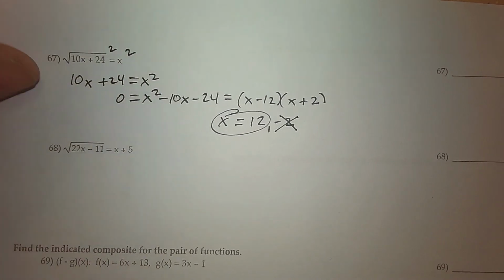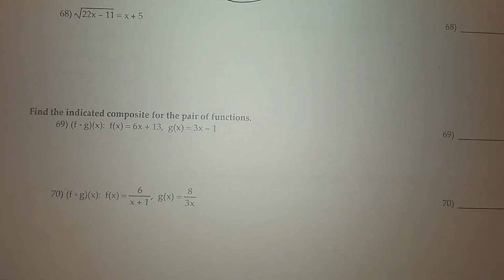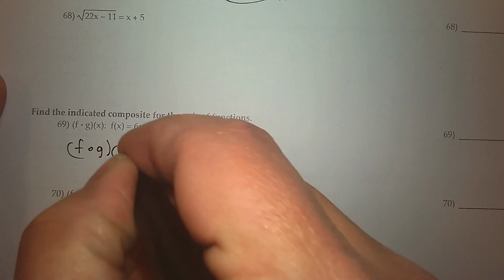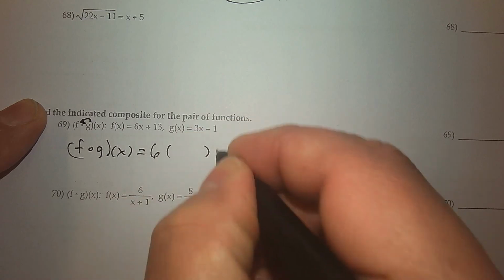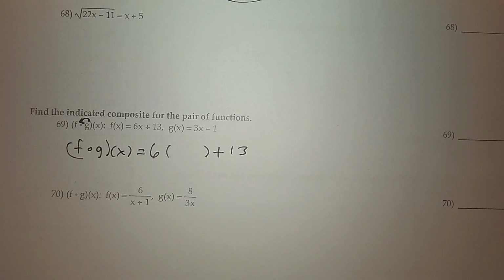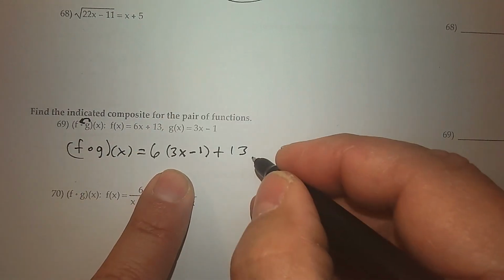Number 69. What does that little donut mean? Oh, that's composition. Do we say f of g? F composed by g, right? Now, a composition is just a substitution. G is going to be plugged into f. So f is 6x plus 13, but you take out the x, what goes in its place? What gets plugged in? The g, and then you just simplify it.